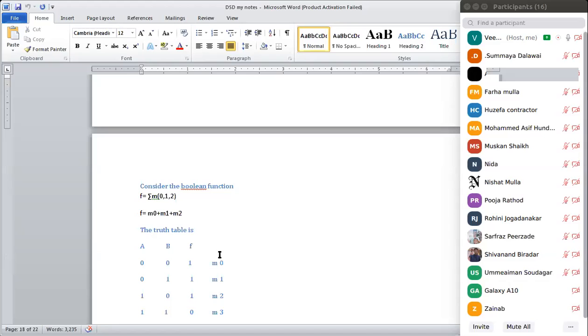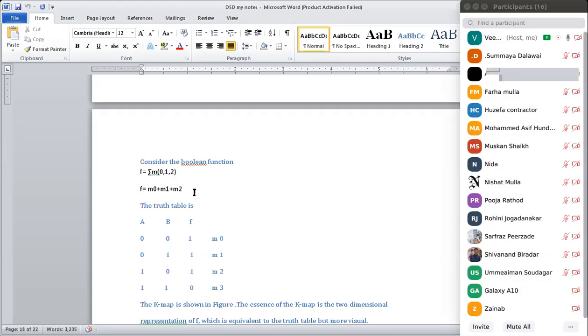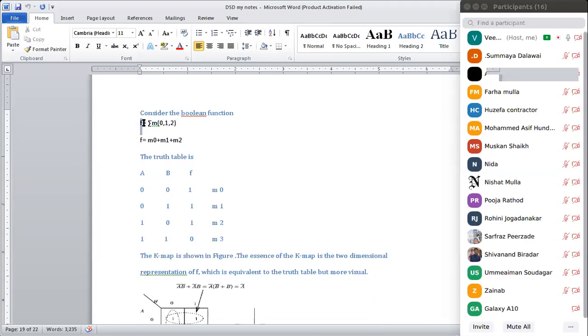Right. Now we'll take one example. Consider a Boolean function here. What is the Boolean function present here? F equal to summation of m of 0, 1, 2. This is one simple function. A Boolean function has been given.